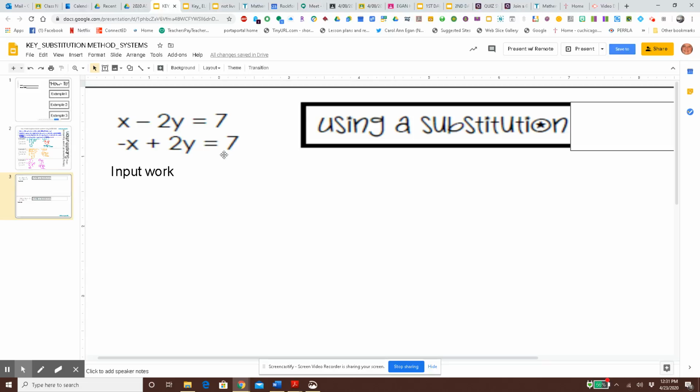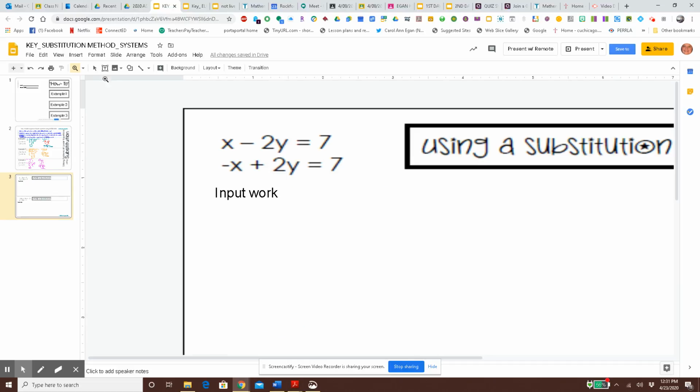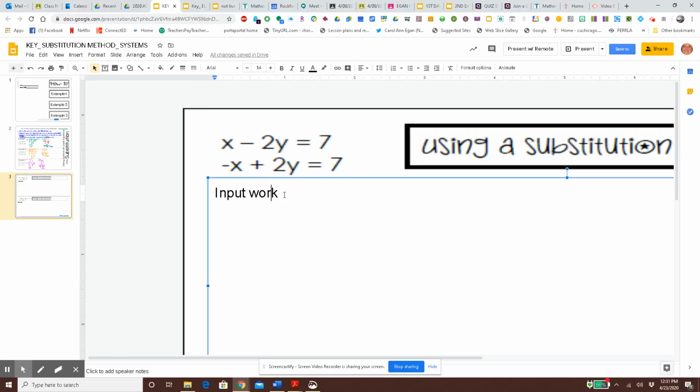Now we're going to look at what happens when it's not the traditional answer of they cross over. What if they never cross over, for different reasons? So we're going to look at these two: x minus 2y equals 7 and negative x plus 2y equals 7. We're still going to do our work here, our input to work.